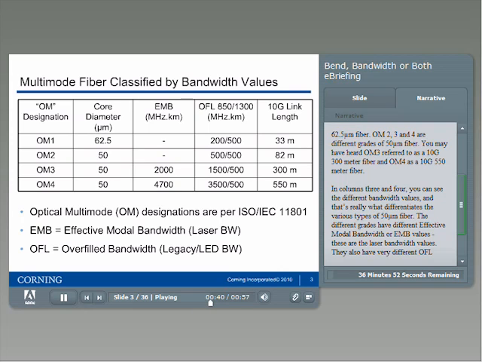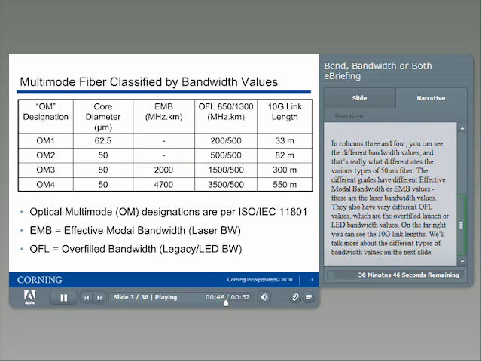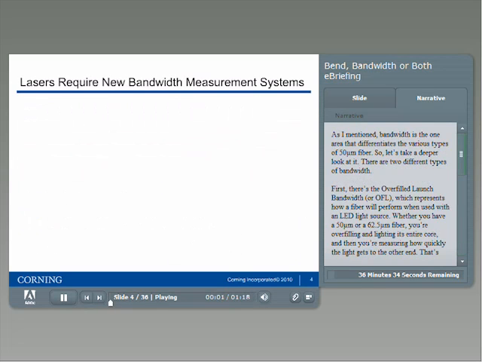The different grades have very different effective modal bandwidth, or EMB values. These are the laser bandwidth values. They also have different OFL values, which are the overfilled launch, or LED bandwidth values. On the far right, you can see the 10 gig link lengths. We'll talk more about the different types of bandwidth values on the next slides. As I mentioned, bandwidth is the one area that differentiates the various types of 50 micron fiber. So let's take a deeper look at it.